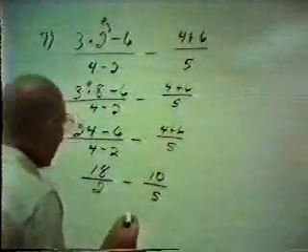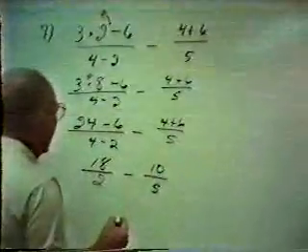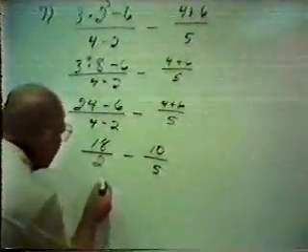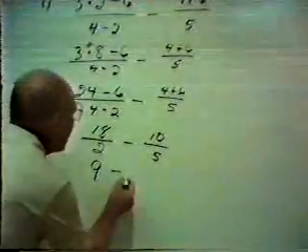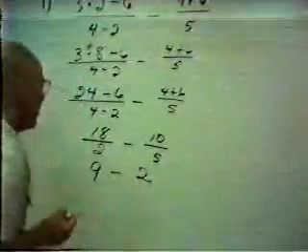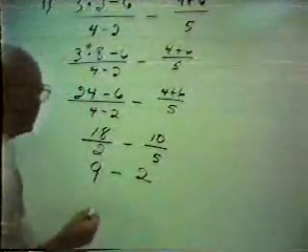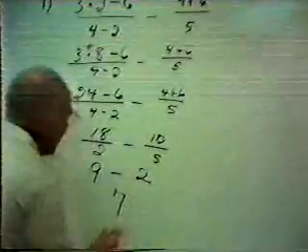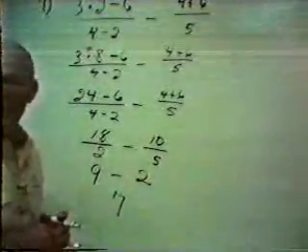Now, simplifying, it says now the fraction. So 18 divided by 2 is the value 9, minus the value 2. And if I don't have some mistake in the problem, we finally wind up with the value 7.